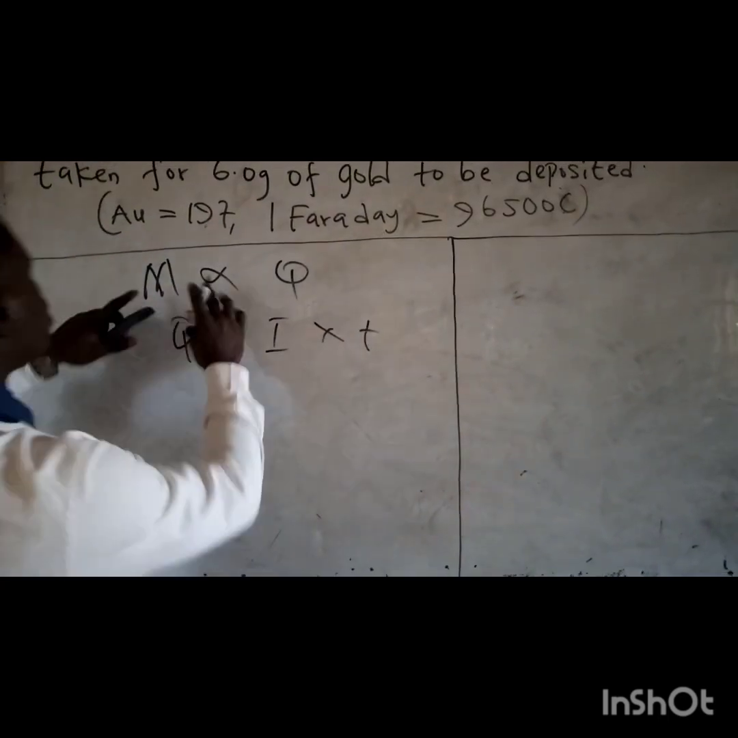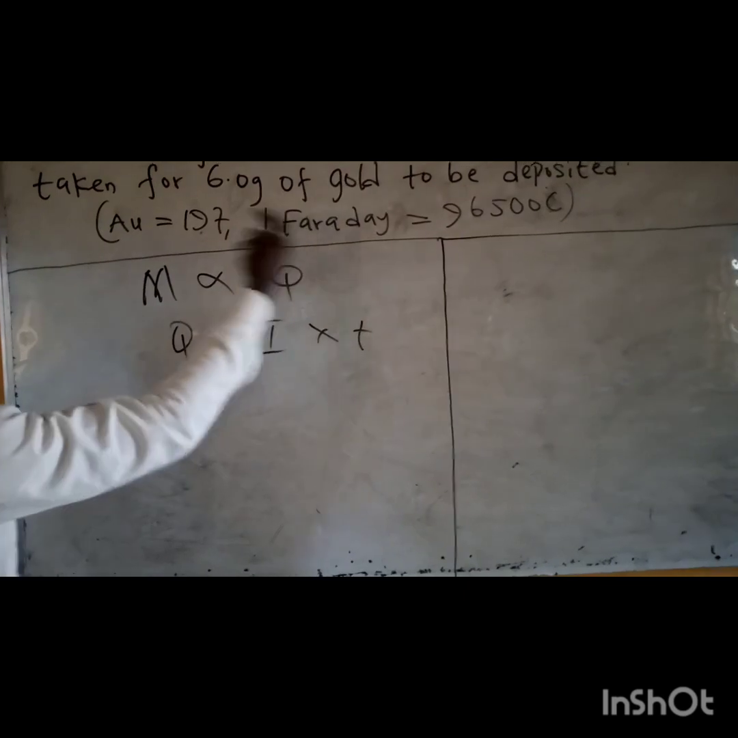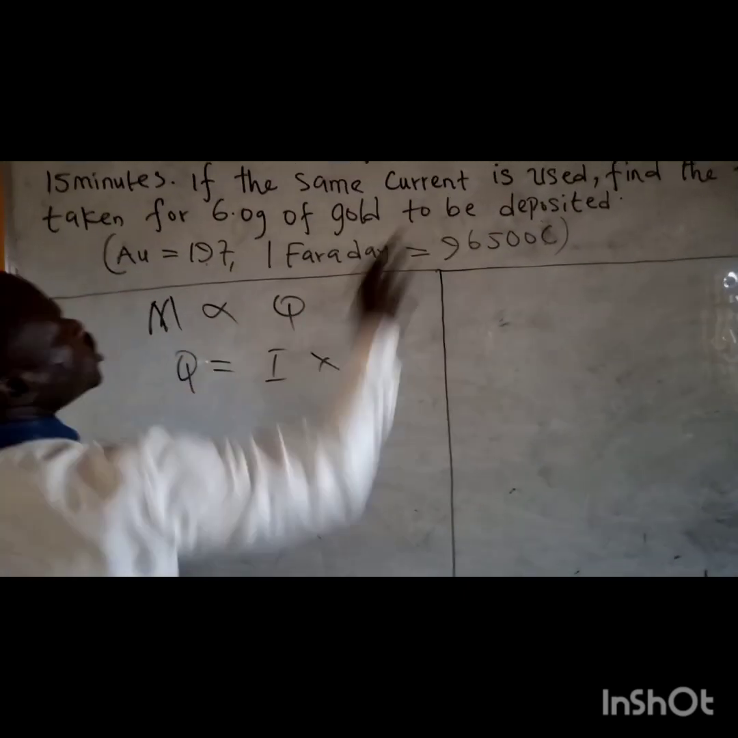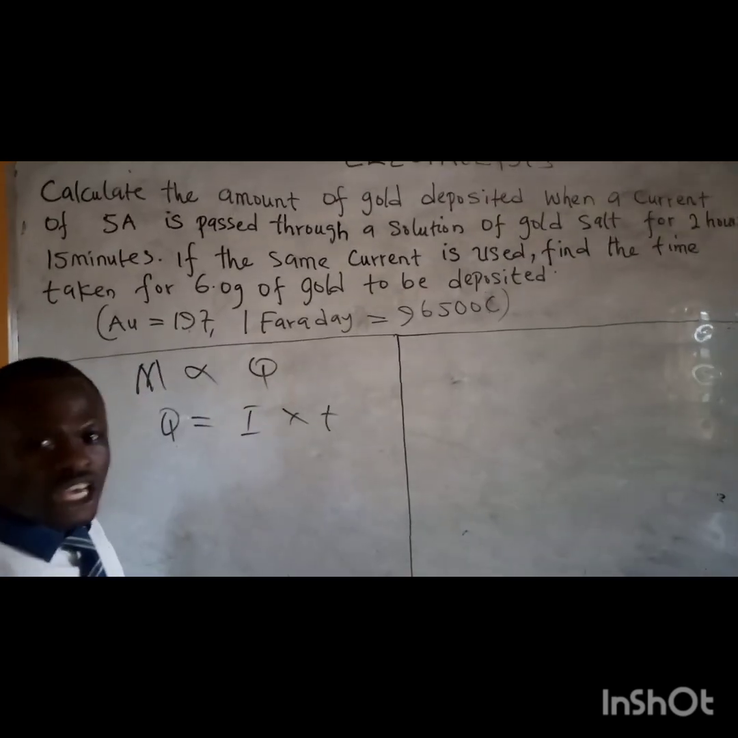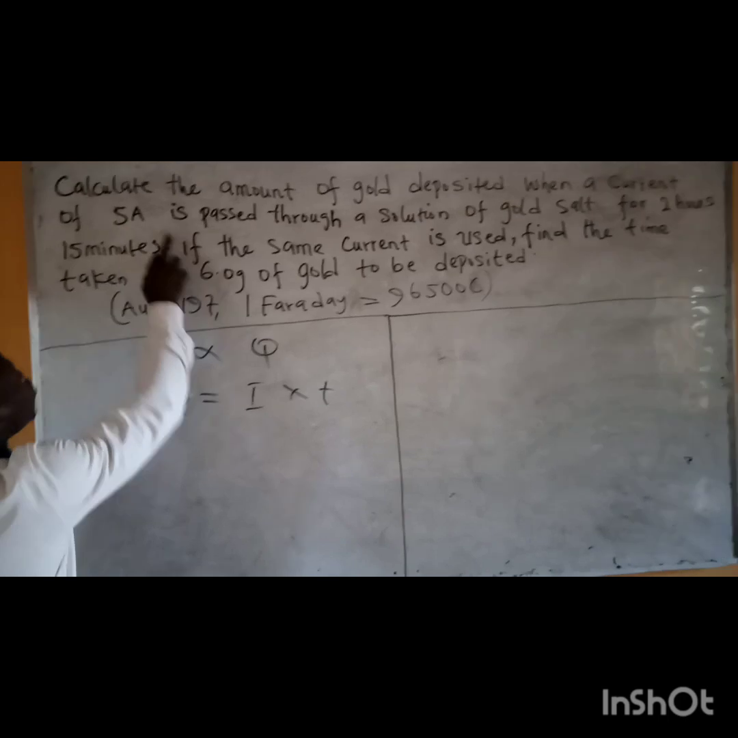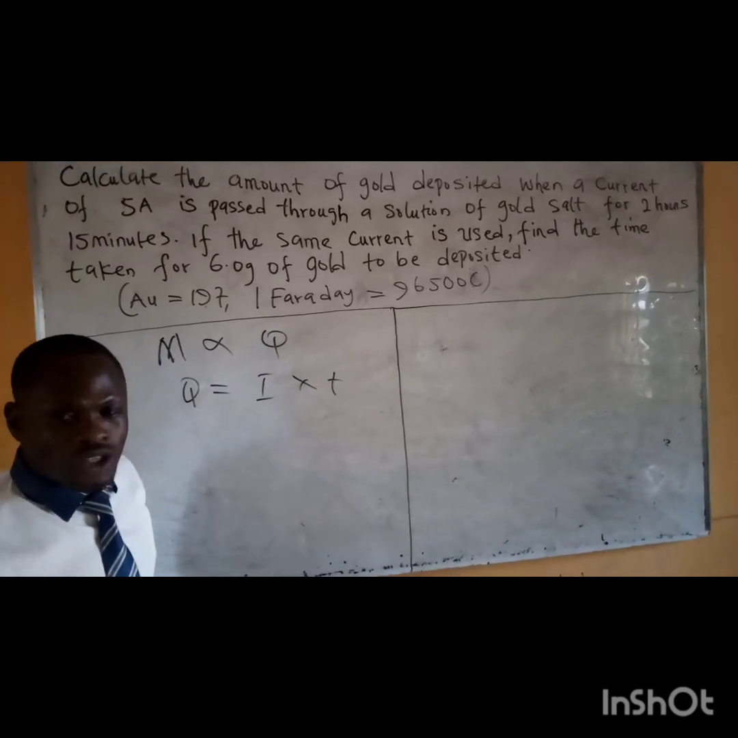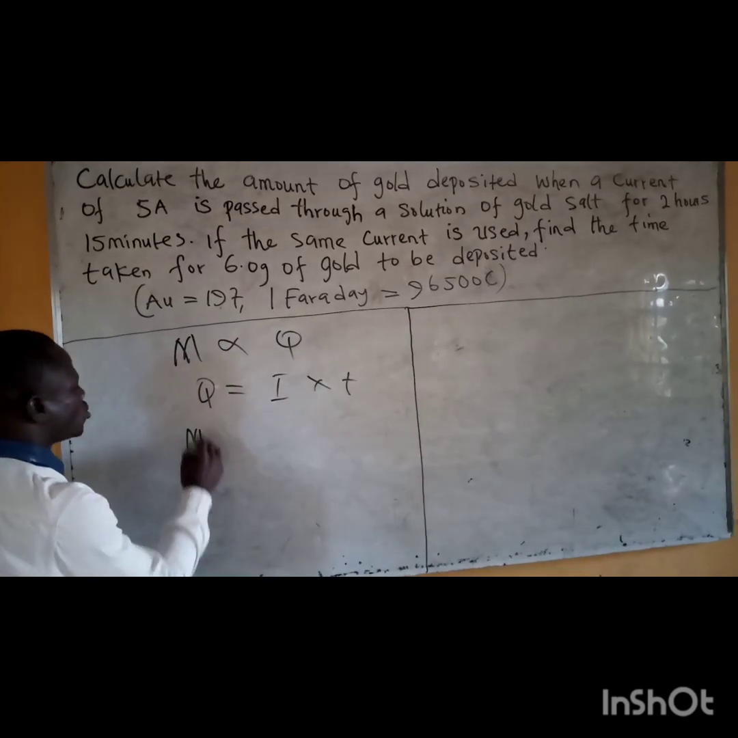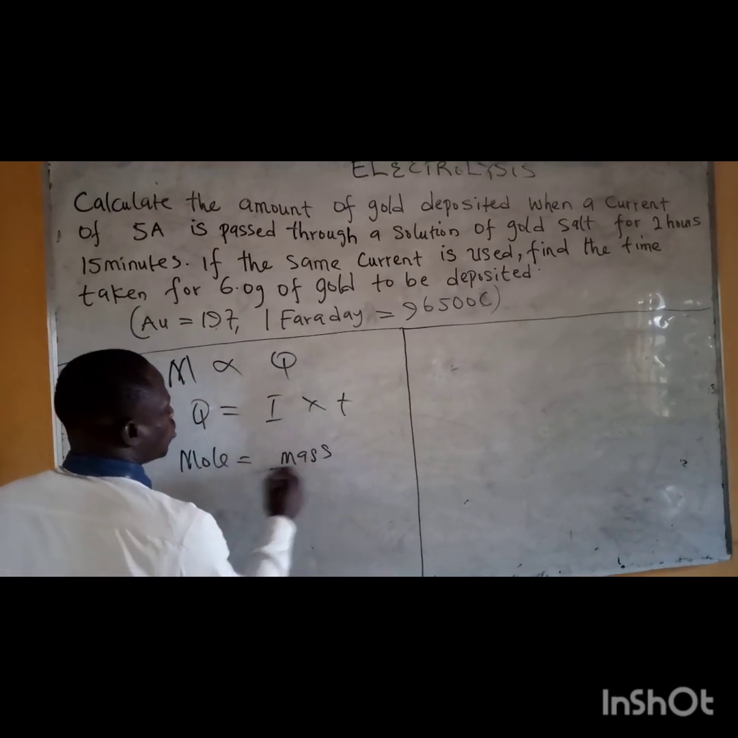In this equation, what they are asking you to calculate is the time, and there is no quantity given. So we are going to find the quantity. The first thing is that the mass is given in grams, so you have to convert it into moles. How do you convert it? Mole is equal to mass over molar mass.